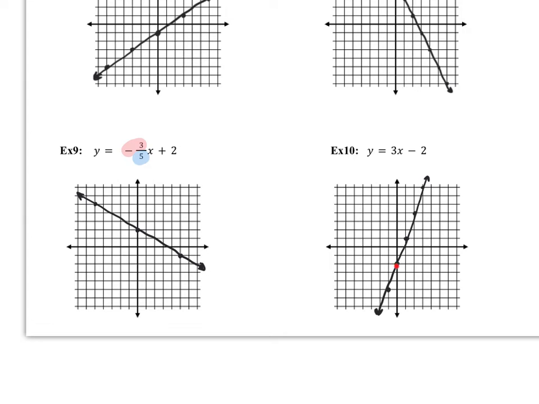On the next one, I started at my b value of -2, and on this one, since my slope was not a fraction, I could make it into 1 by making it 3 over 1. And so then I rose 3, ran 1, rose 3, ran 1, and then I came and did it in the opposite direction as well. And as I read this line from left to right, it's going upward, which means it has a positive slope, which matches what I see in my equation.